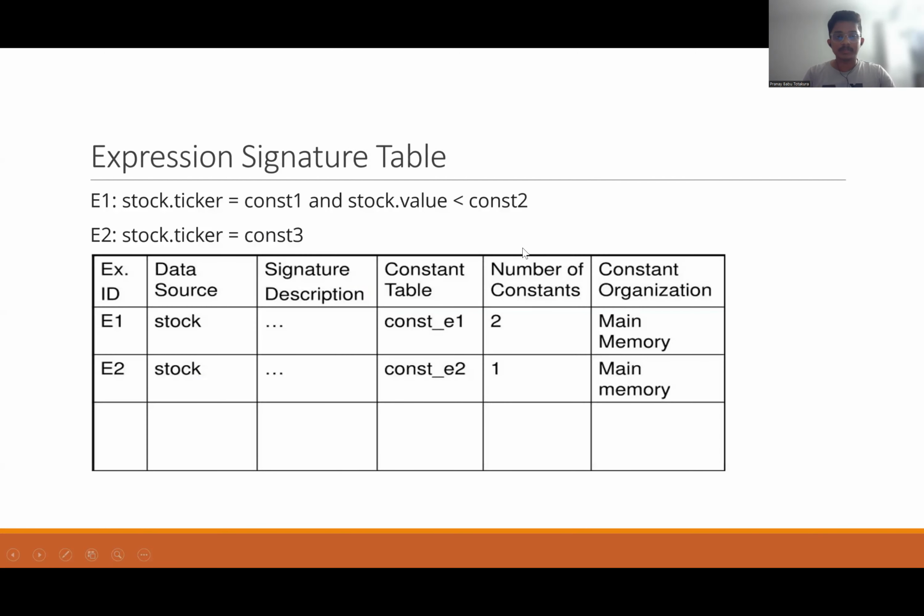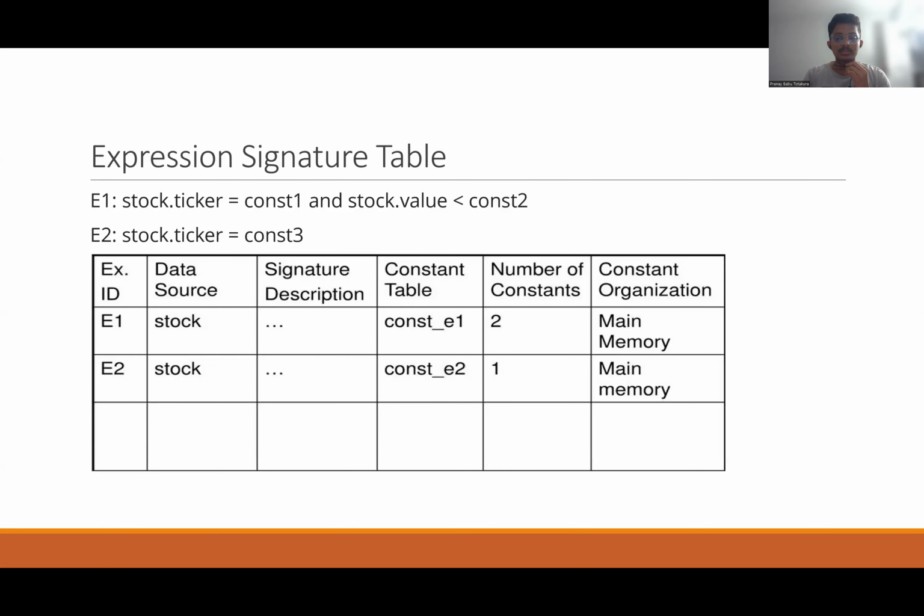Now coming to the expression signature table. In this expression signature table, we generally use two types of expressions, such as the E1 ticker value and the E2 ticker value. In E1, we use the constant table variable const_E1, and in E2 we use const_E2 as the constant table.